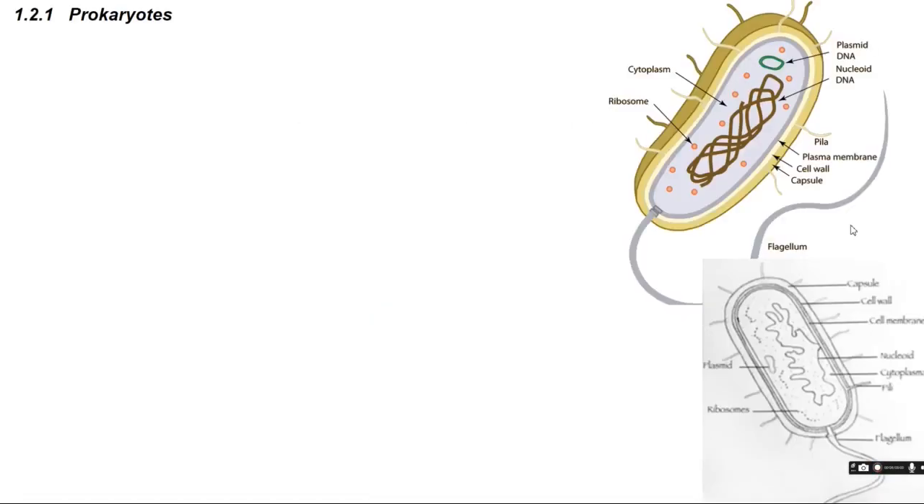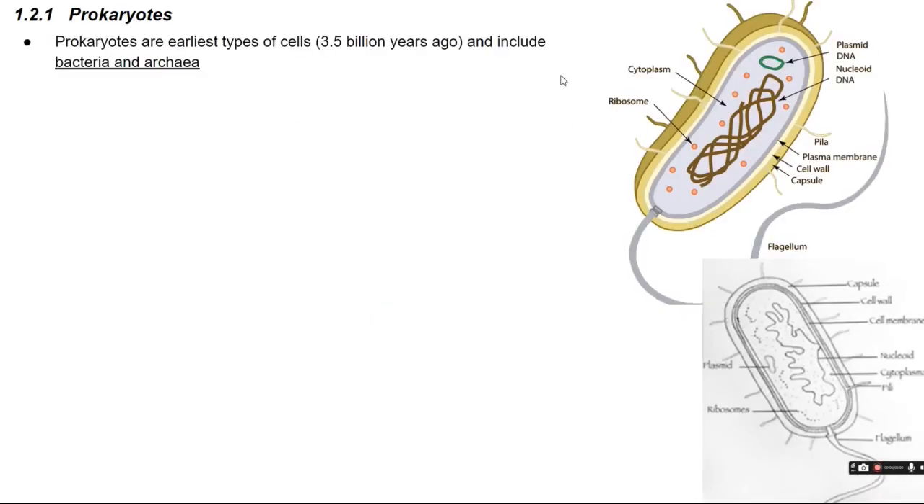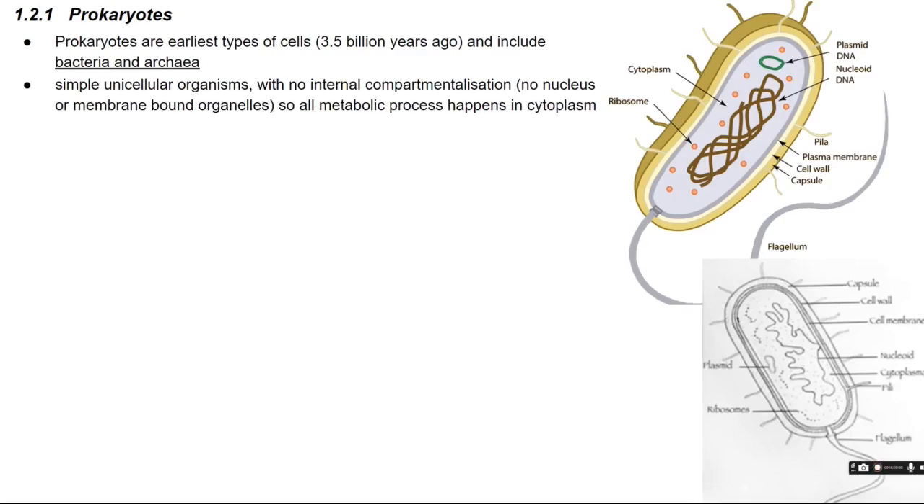So we'll be starting off with talking about prokaryotes. Prokaryotes are the earliest type of cells, and they include two types. You have bacteria and archaea, and they're simple unicellular organisms, meaning they're only composed of one cell, and they have no compartmentalization, meaning none of their organelles are bound by membranes. So all the metabolic processes happen inside the cytoplasm.